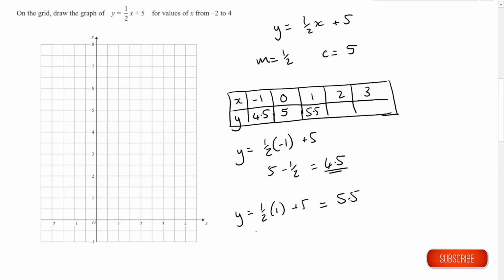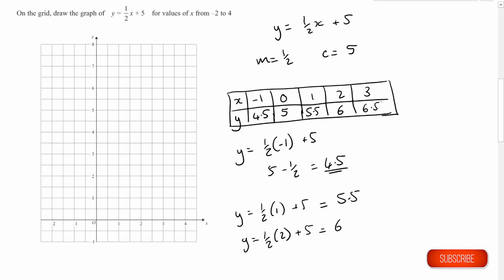When we put a 2 in there, y is equal to a half times 2 plus 5, and a half times 2 is 1, and 1 plus 5 is going to give us 6 here. And you can tell, because this is a straight line, the pattern going up is always the same. We're adding whatever the gradient is. So from 4.5 to 5, we've added a half, add a half, add a half. So this is going to be 6.5 as well.